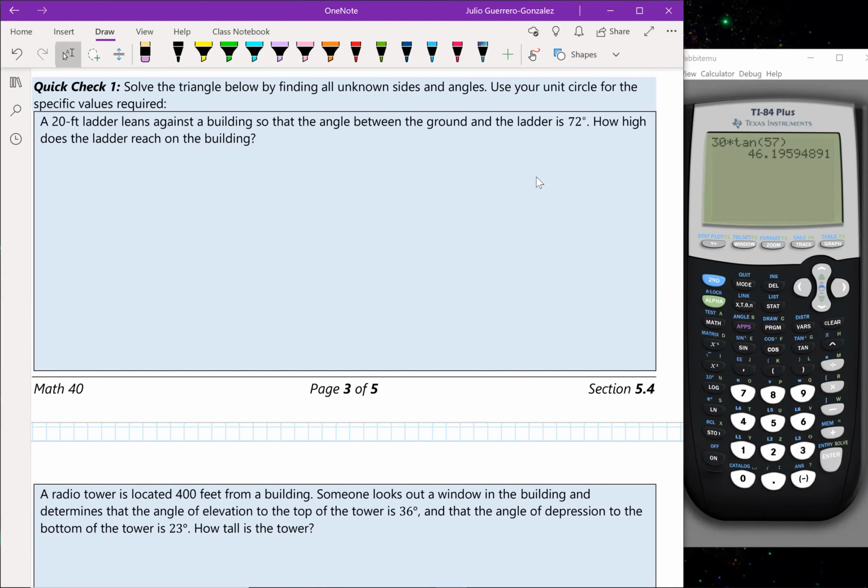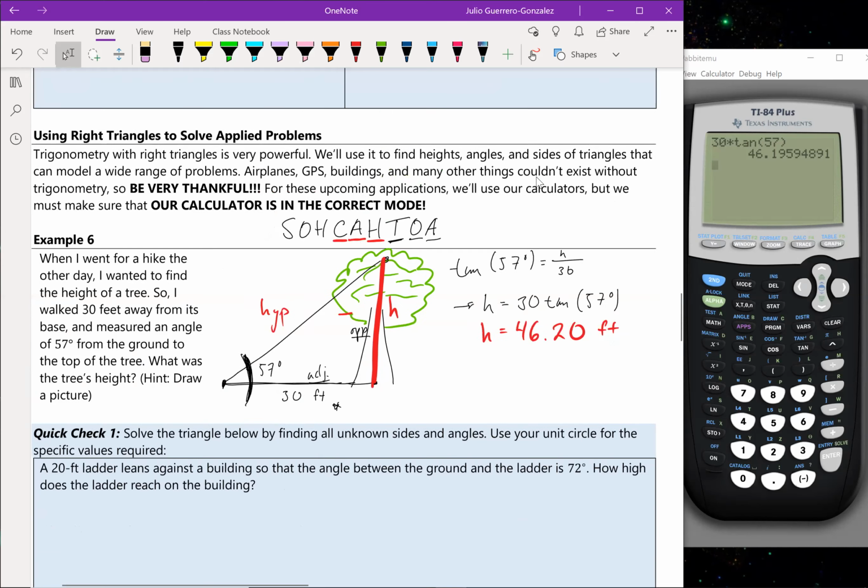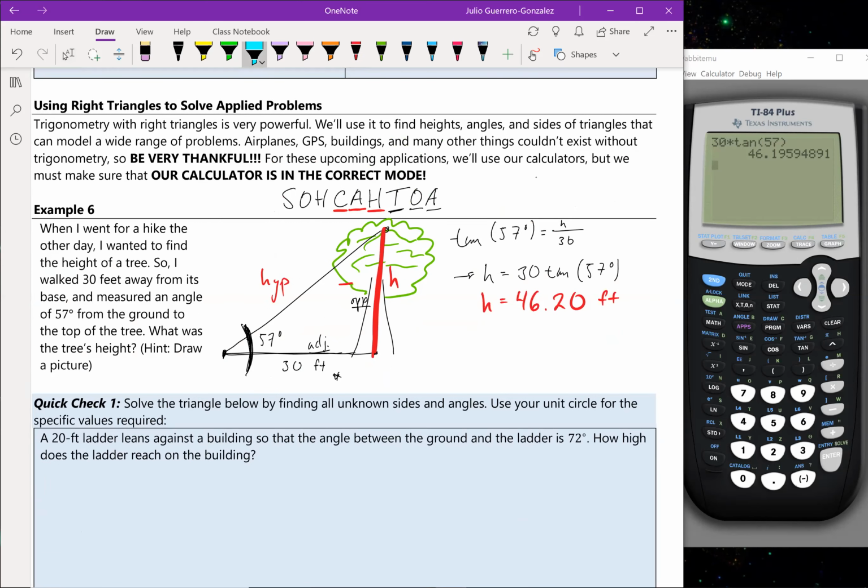So are you finding the hypotenuse in all these problems? Not all. Like I said, here's the big thing that I want everybody to take note of. I provide a hint here, and it's to draw a picture. For all of these applications with the right triangles, make sure you draw some sort of picture.